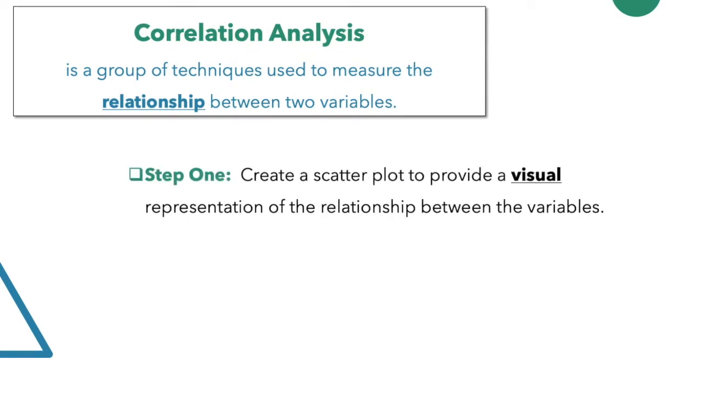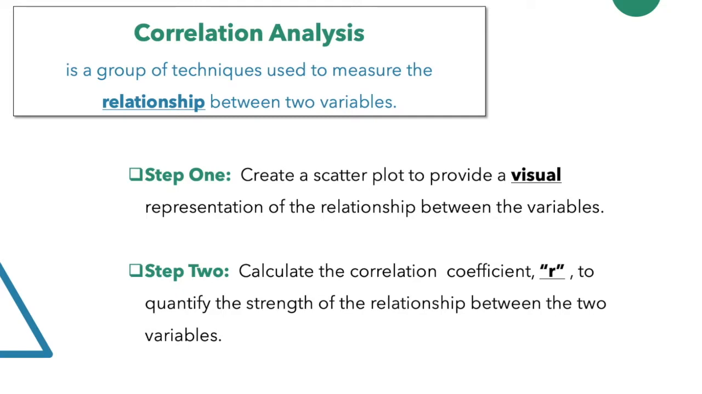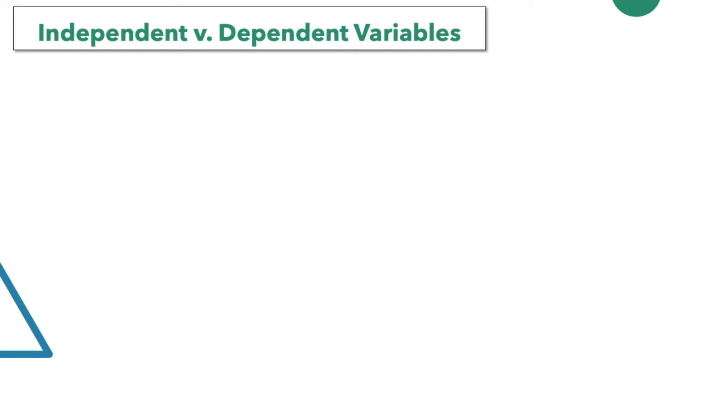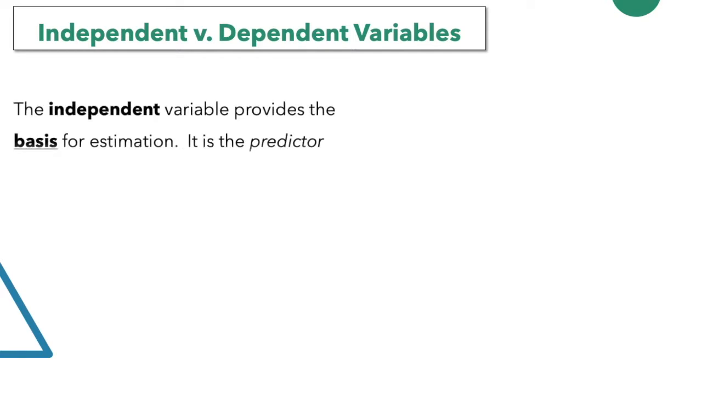Step one is to create a scatter plot to provide a visual representation of the relationship between the variables. And step two is to calculate the correlation coefficient, which we call R, to quantify the strength of the relationship between the two variables. I'll show you how to do those steps later, but first we need to talk about independent and dependent variables.